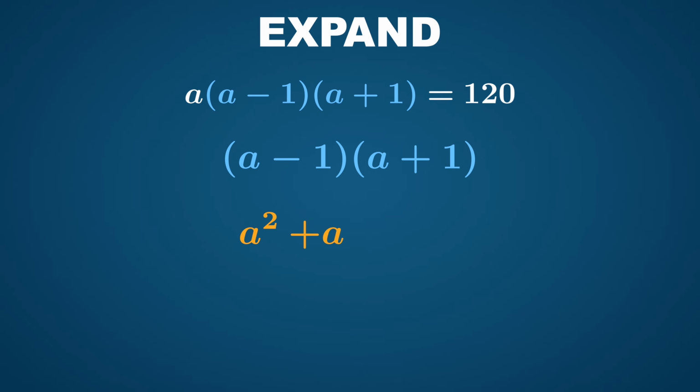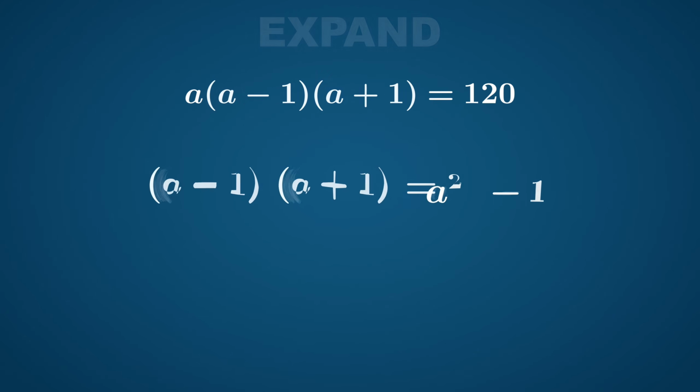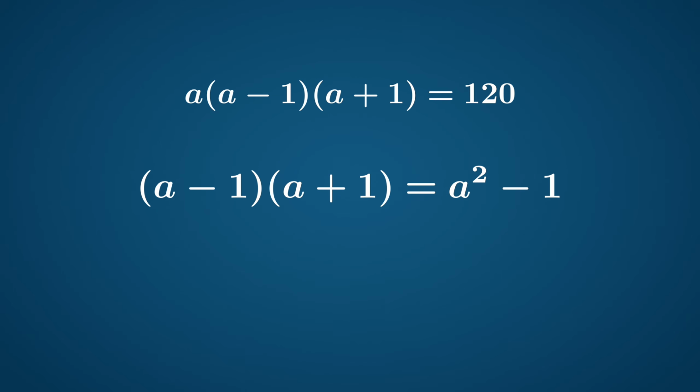Next, we multiply the a by the positive 1 to get positive a. Then we multiply the negative 1 by the a to get negative a. Finally, we multiply negative 1 by positive 1 to get negative 1. We can combine all of these terms to simplify the expression. The positive a and the negative a cancel each other out perfectly. This leaves us with just a squared minus 1 for the binomials.